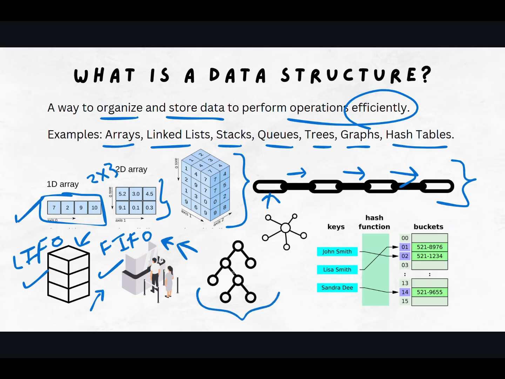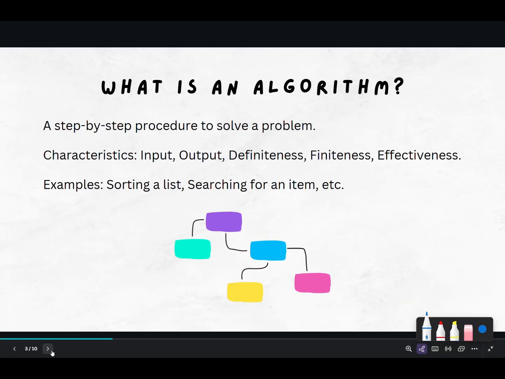This is a tree, this is a graph. A tree is basically a hierarchical structure. That's the root of the tree and these are its children. This is a graph, it's like a network of nodes, and this is a hash function, a hash map. So these are the keys and these are the values stored in the buckets. Okay, so let's move on.